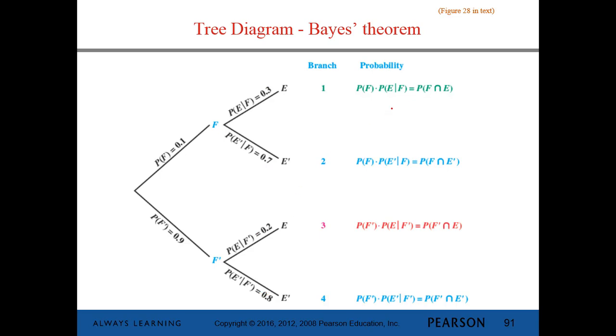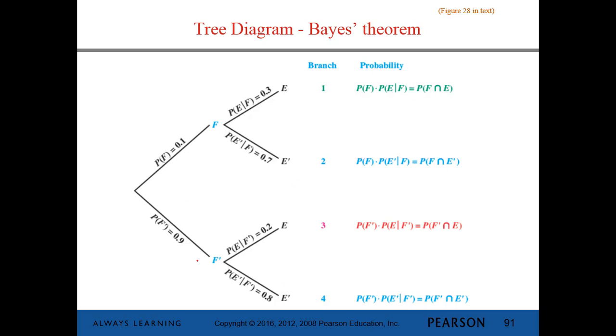Okay, so now what we're going to do is, going down the branches, we've got the multiplication rule. So we've got all of these probabilities by just multiplying down. So this is going to be 0.03. This is going to be 0.07. This one's going to be 0.18, right? And this one's going to be 0.72.